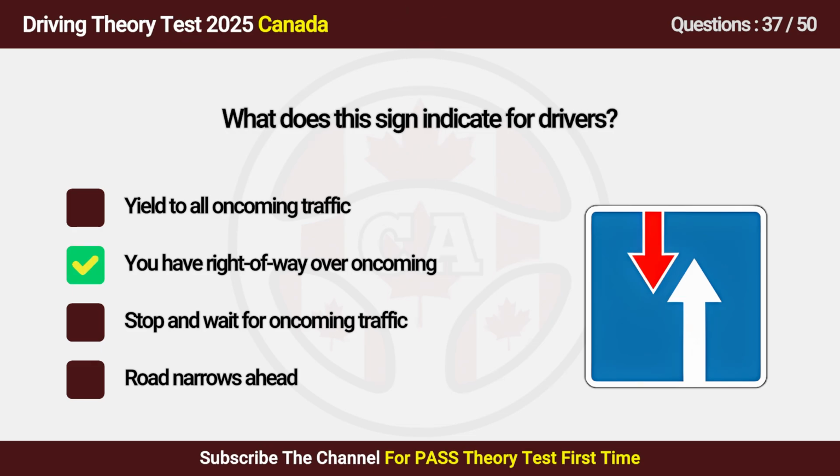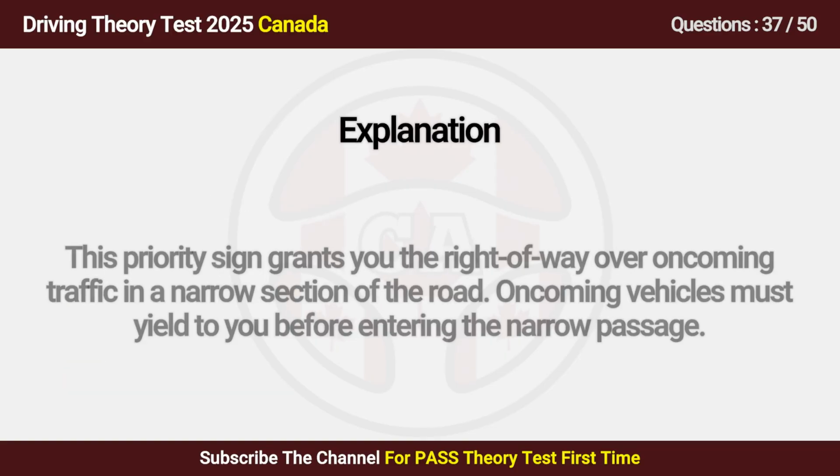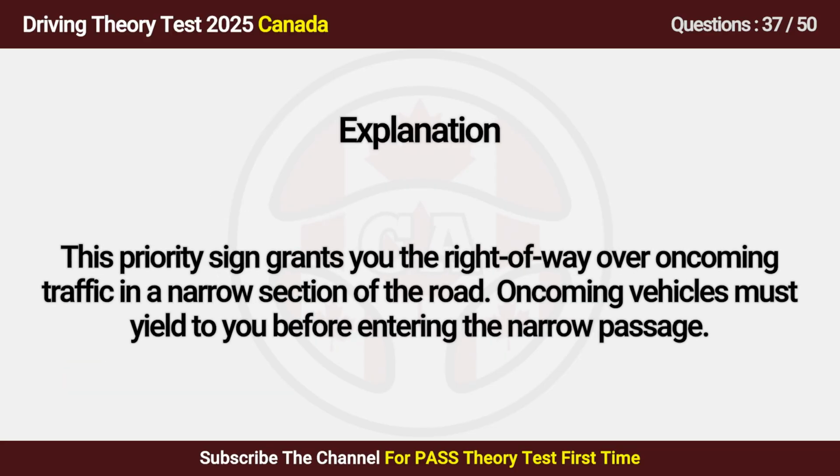Answer is B. You have priority over oncoming. This priority sign grants you the right of way over oncoming traffic in a narrow section of the road. Oncoming vehicles must yield to you before entering the narrow passage.